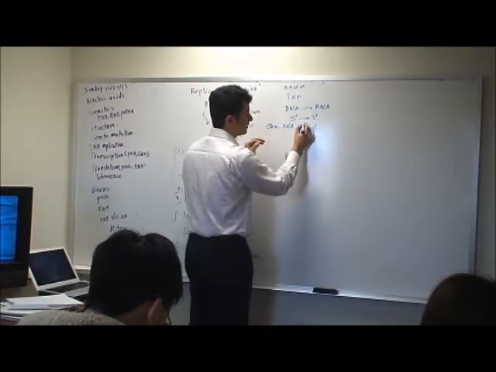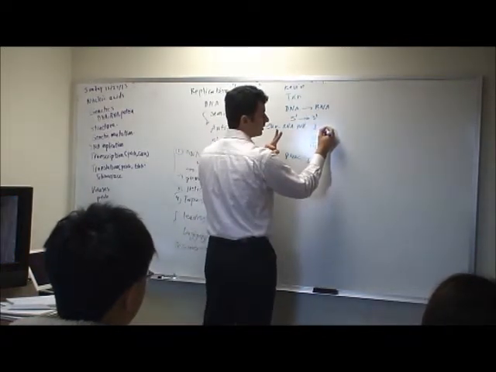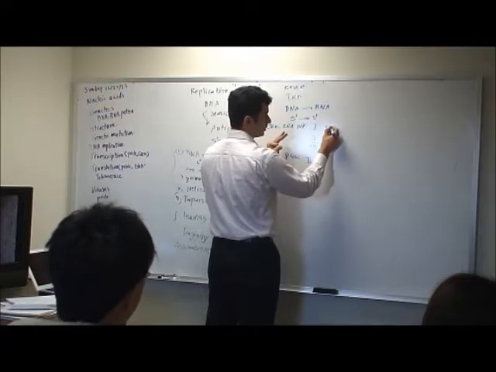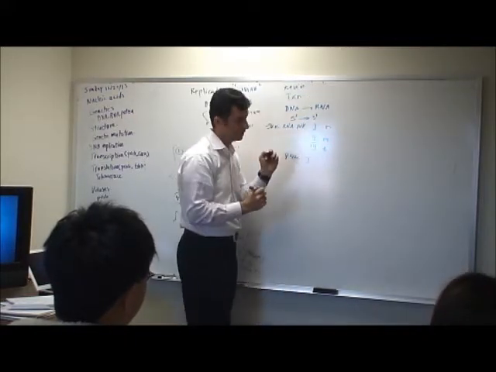How many types of RNA do we have? Three. So tRNA. No, wait. mRNA, tRNA, and rRNA.